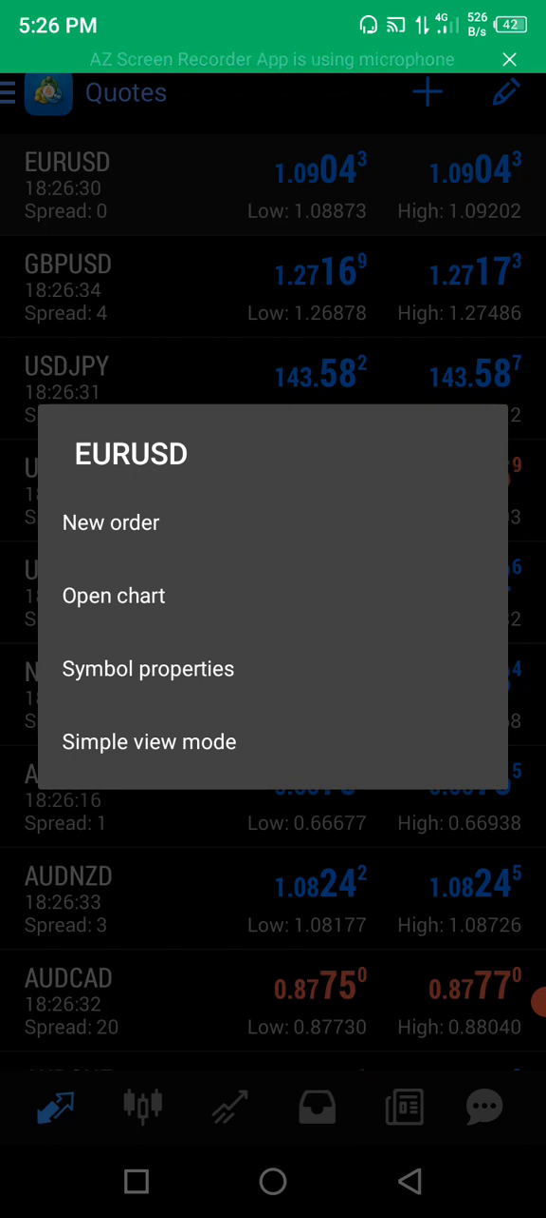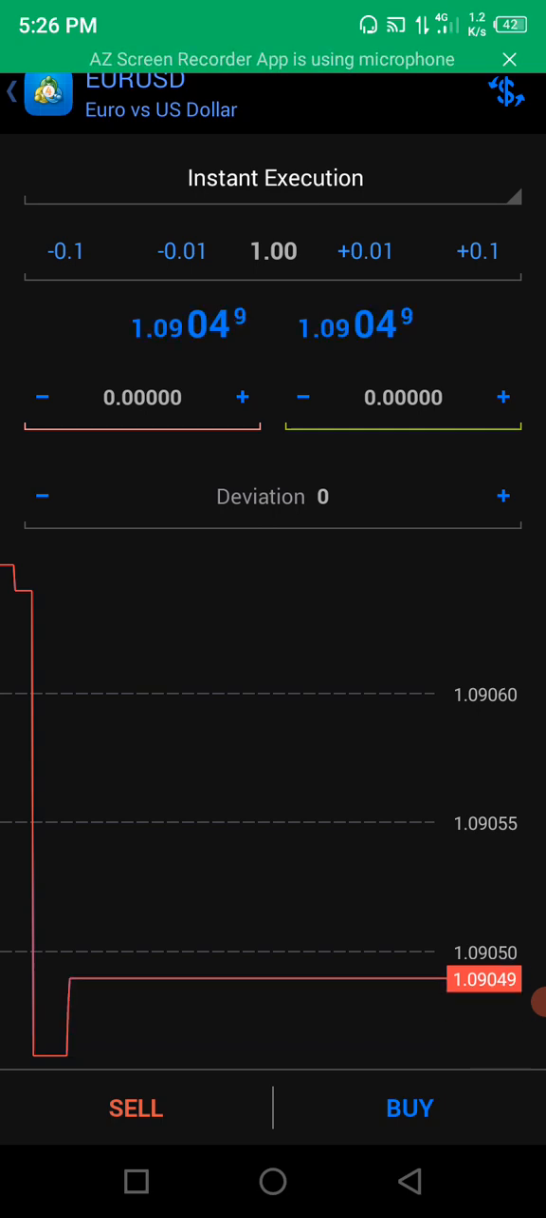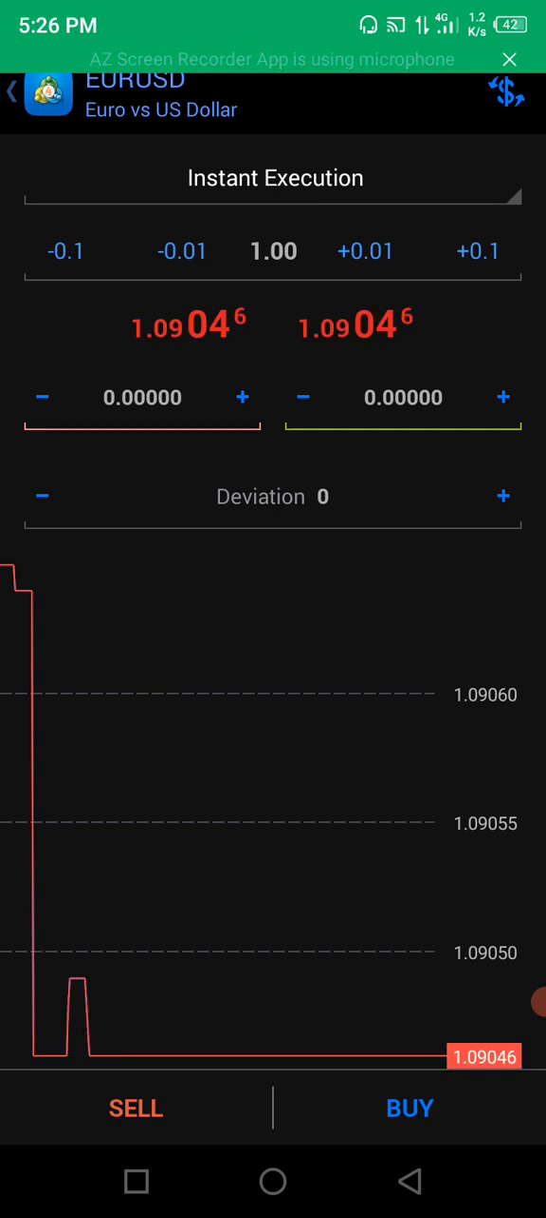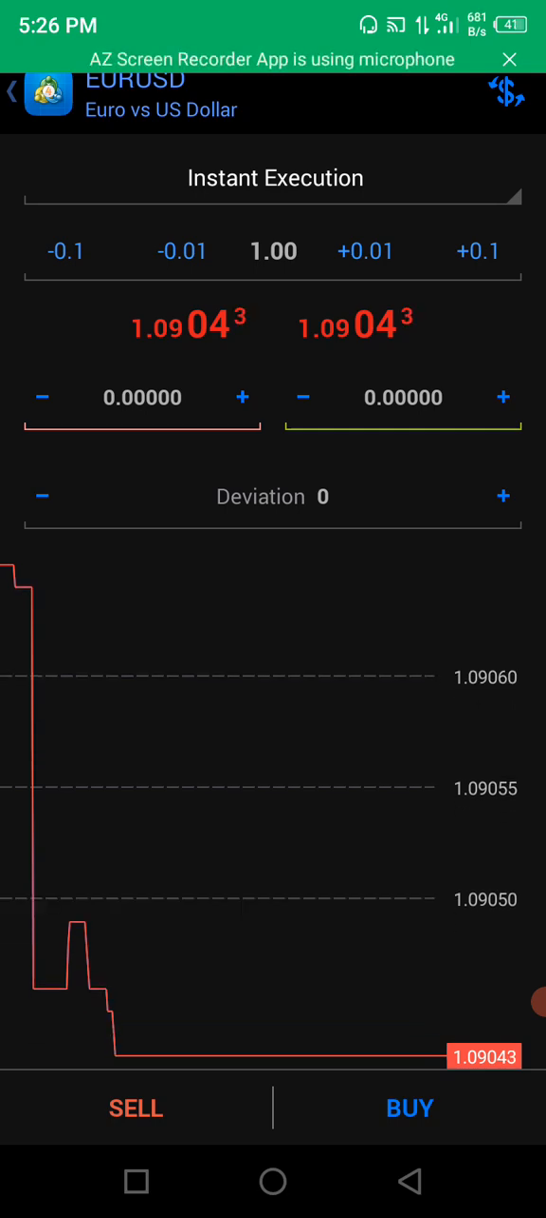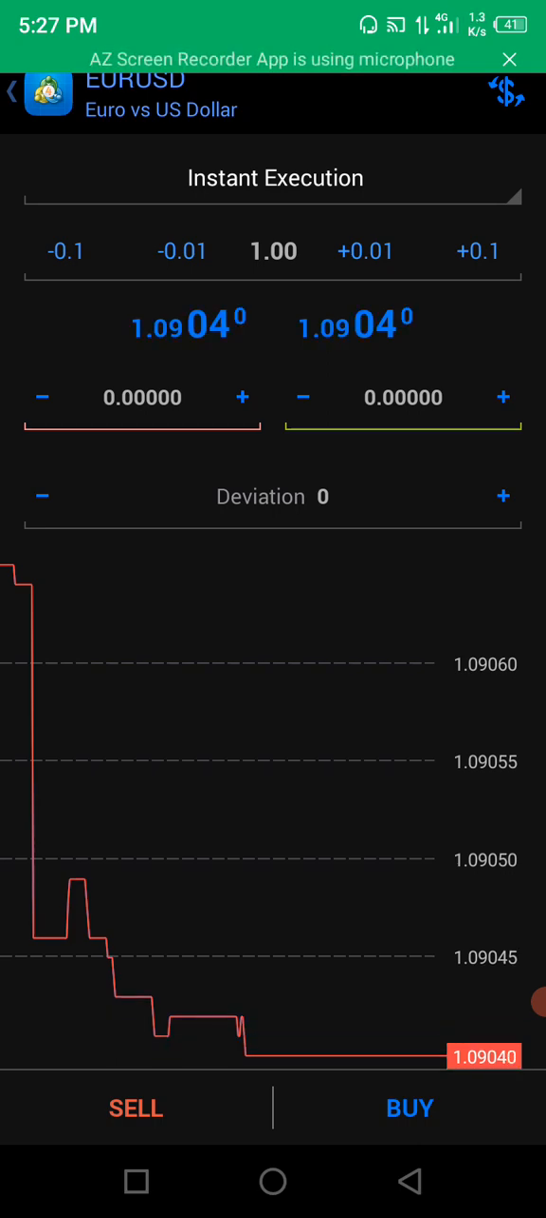So you hold, and then you see this drop down where you have new order, open chart, symbol, and then you go to new order. Of course there are different types of orders. So we have the instant execution, that in some brokers you're going to see as a market execution. This is an instruction you're giving to your broker that you want to enter the market at the current market price.